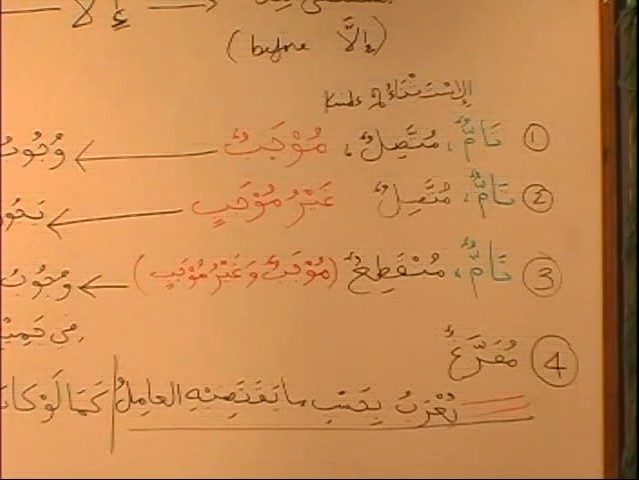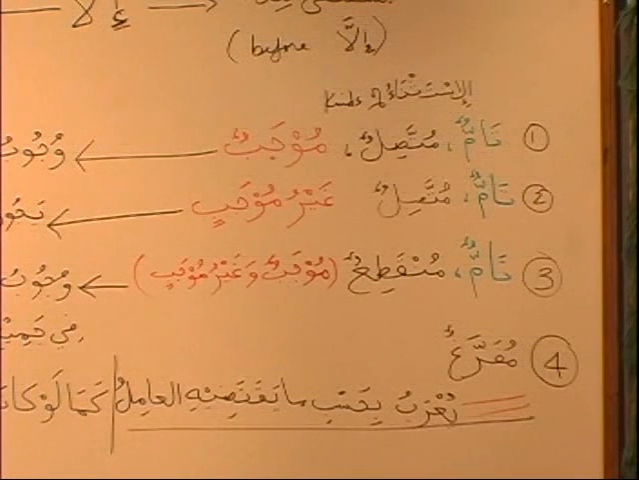Now the last one is mufarragh. What is the meaning of mufarragh? The sentence does not contain mustathna minhu. Now what shall we do? What kind of i'rab do we give to mustathna? We have to see the context of the sentence and decide. Is it fa'il? Is it maf'ul bihi? Is it majrur? What is it? The context of the sentence will decide. And the other easy way is that you momentarily omit illa. The meaning will completely change.